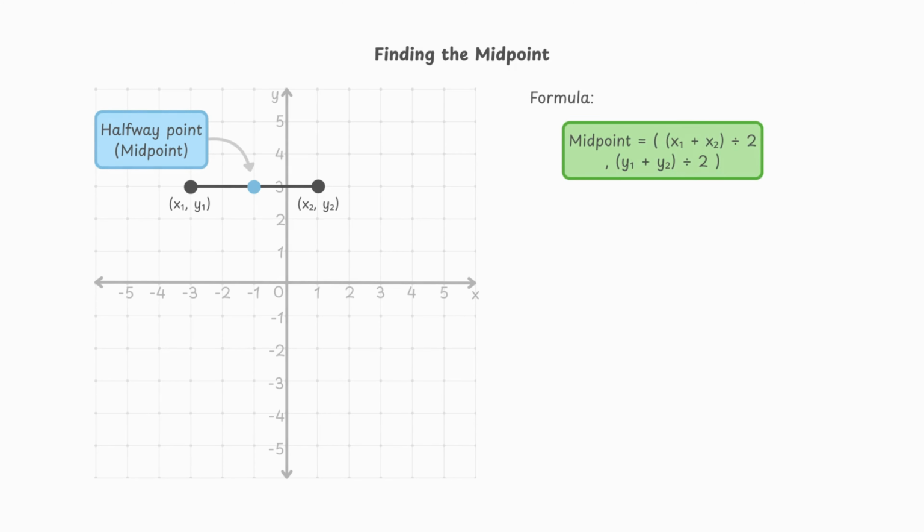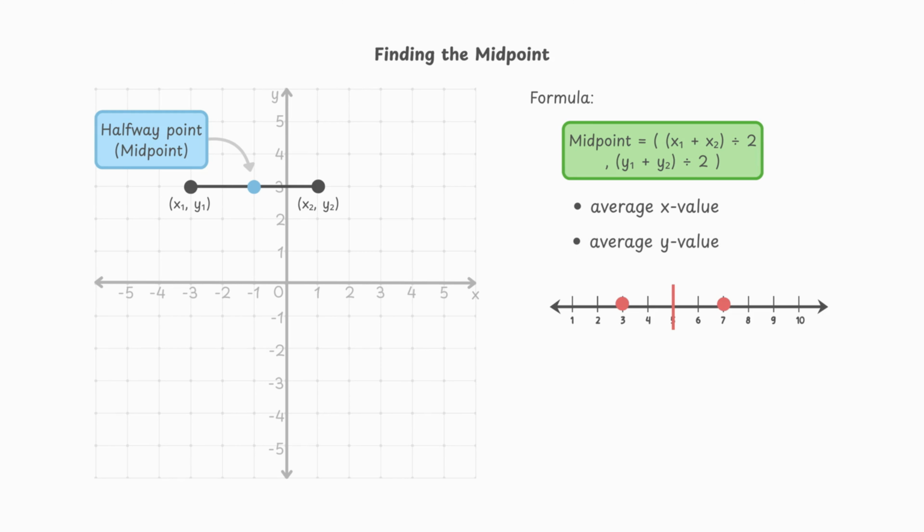To find the midpoint, we use the midpoint formula. The midpoint is found by adding the two x values together, then dividing by 2. Then we add the two y values together and divide by 2. This works because dividing by 2 finds the average. So the midpoint formula is really just finding the average x value and the average y value.